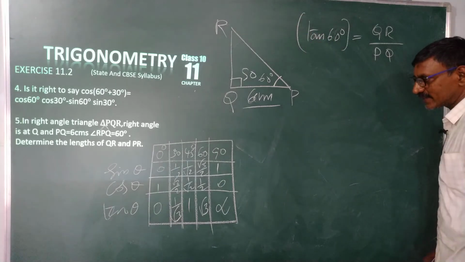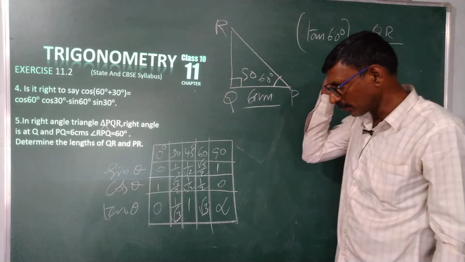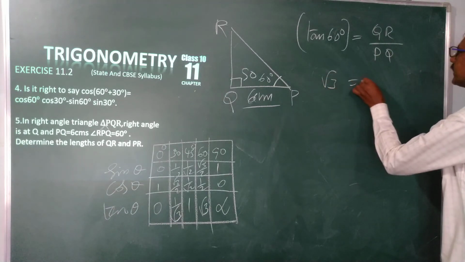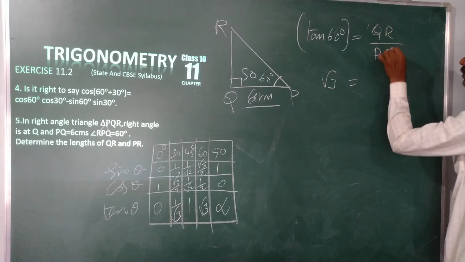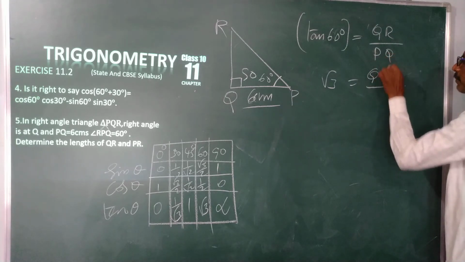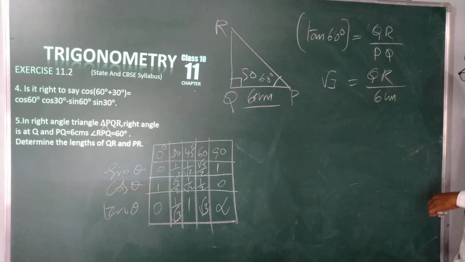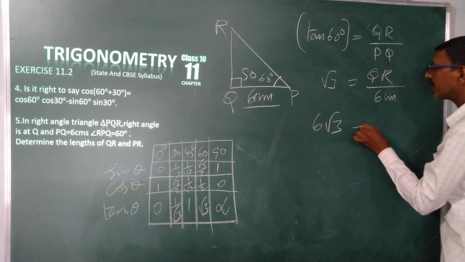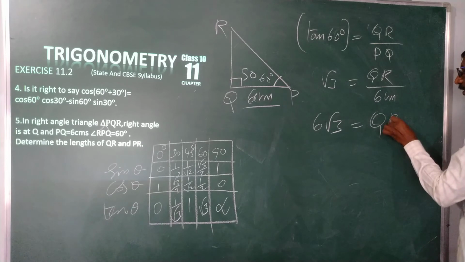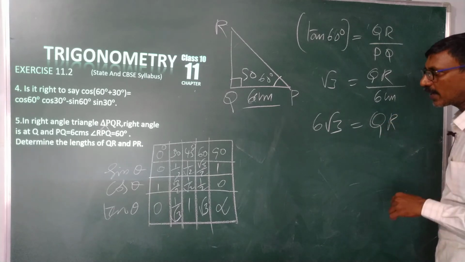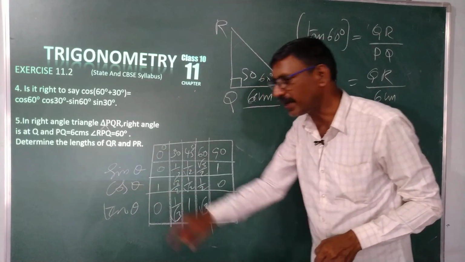Now going to tan 60. Tan of 60 degrees is root 3. So root 3 is equal to QR by PQ, and PQ is 6 centimeters. This is dividing, it will go to that side. 6 root 3 is equal to QR. One is over.